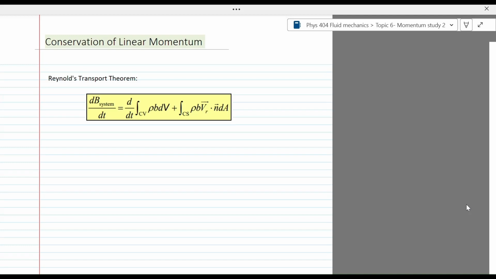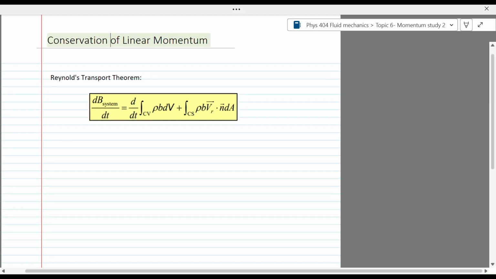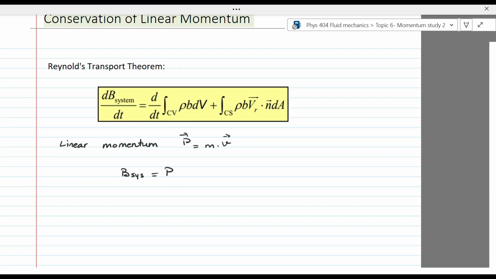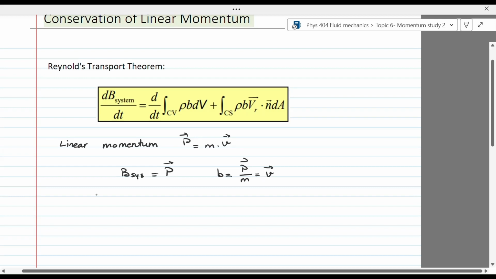So I start with the Reynolds transport theorem, which transports us from the conservation law for a system to the conservation law for a control volume. In this situation, we are studying the linear momentum. This is P, which is equal to m times V. So basically, capital B for a system in the above equation is going to be the linear momentum P, and small b will be the linear momentum divided by the mass, and this will give us the velocity V itself. Now, for a system, what's the conservation law for the linear momentum?